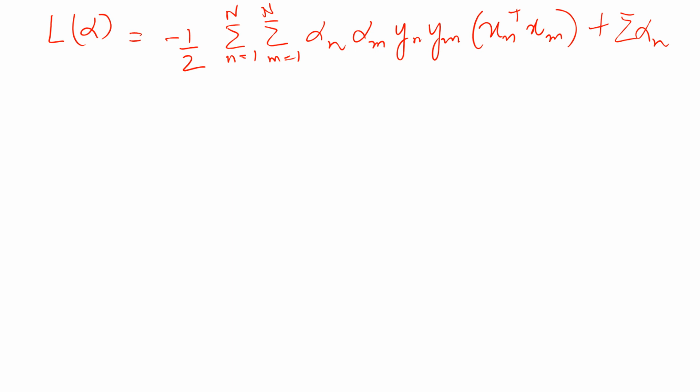Now we of course have to continue maximizing L with respect to alpha, such that my constraint, alpha, should be greater than or equal to 0. And we also have this additional constraint that got added as a result of the stationarity conditions.